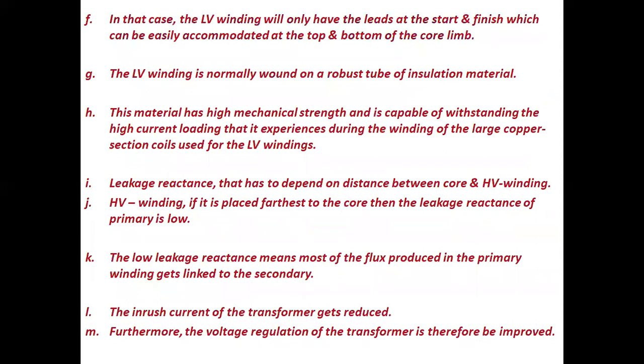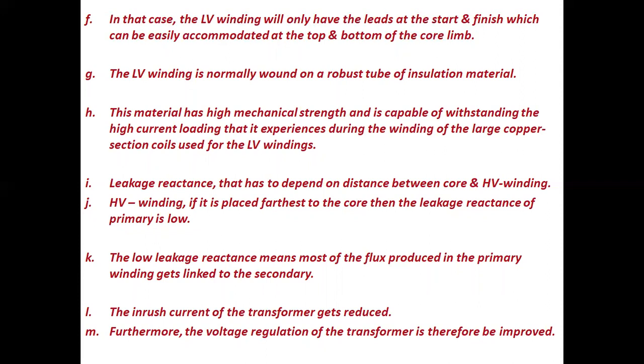In that case, the LV winding will only have the leads at the start and finish, which can be easily accommodated at the top and bottom of the core limb. The LV winding is normally wound on a robust tube of insulation material. This material has high mechanical strength and is capable of withstanding the high current loading that it experiences during the winding of the large copper section coils used for the LV windings.